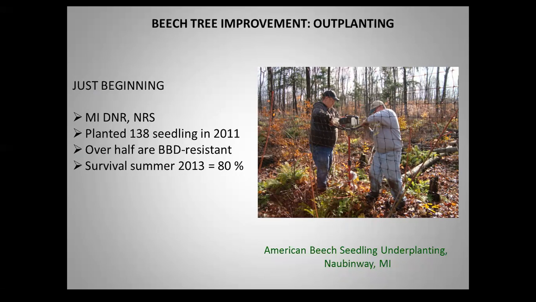Our partners at the Michigan Department of Natural Resources planted 138 seedlings, about half of which are resistant to beech bark disease, back in 2011 at a site that was heavily impacted. You can see some of the downed beech trees in the background there, killed by beech bark disease. At this point, we know we have about 80% survival of those seedlings, and we're going to be working with them to track their progress and to learn more about what it's going to take to get these seedlings back out in the forest.